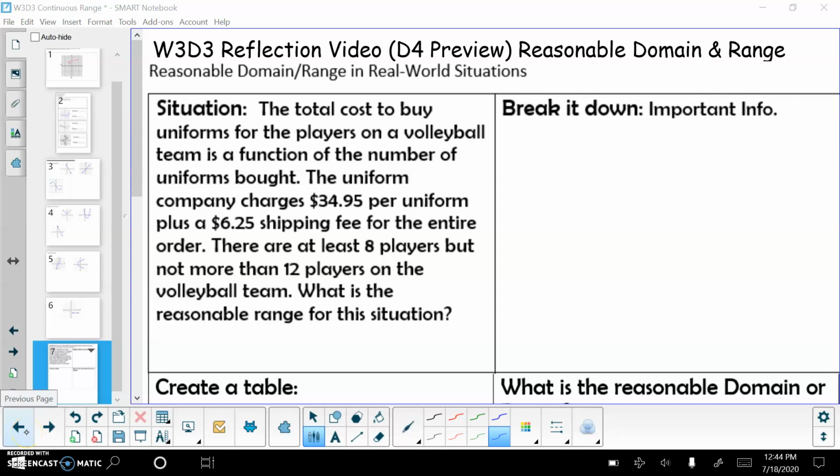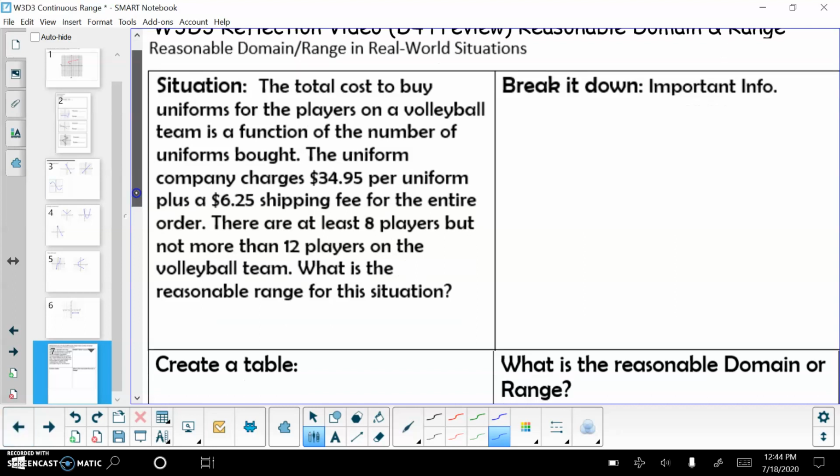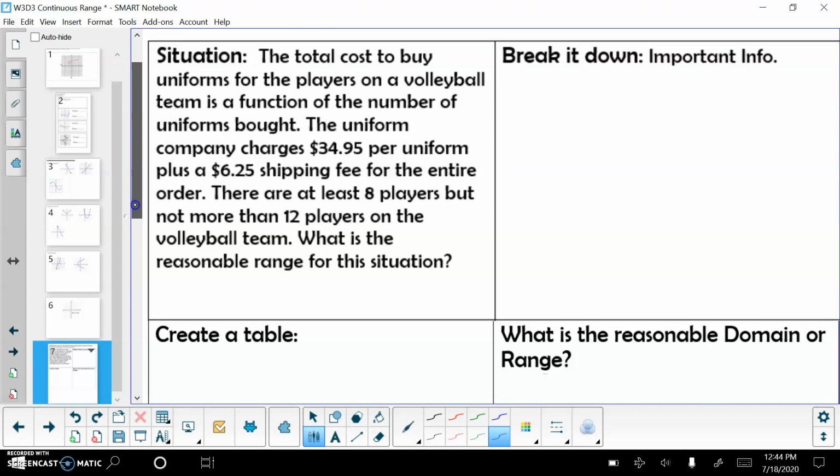Hello, this is our week 3, day 3 reflection video, and we're going to be previewing what we're covering tomorrow, which is reasonable domain and range from a real world situation. I'm going to be modeling two techniques. The first technique is called the 3 reads, and it's how we break down and get all the important information. And the second technique is to create a table of values to help us figure out what is the reasonable domain, what is the reasonable range, whatever the problem is asking us for.